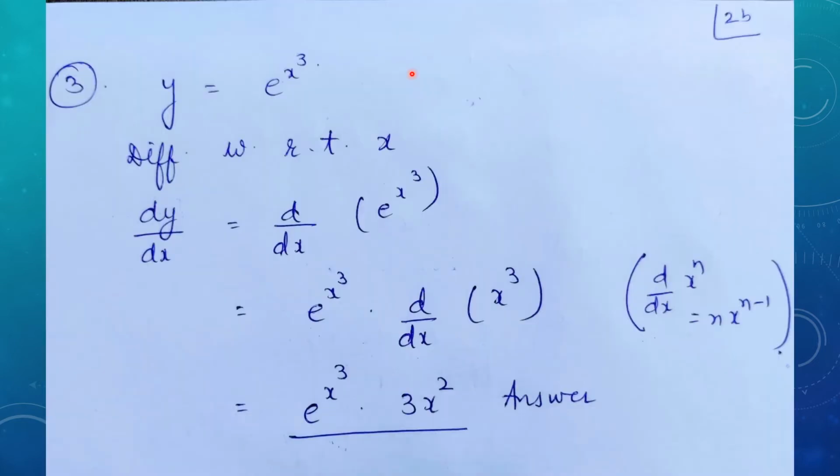Next question. Third question, y is equal to e^(x³). Same format, differentiate with respect to x, we get dy/dx is equal to d/dx e^(x³). The derivative of this term will be this term as it is, multiplied by the derivative of the power. So we get e^(x³) multiplied by the derivative of x³, which is the power of e there. So the answer is e^(x³) into 3x². What formula I have used here is d/dx x^n is equal to n x^(n-1). This was also a very simple question.